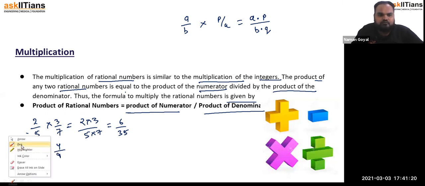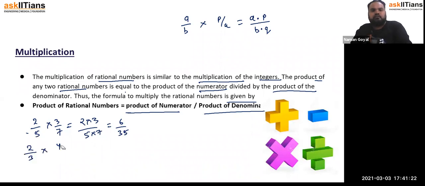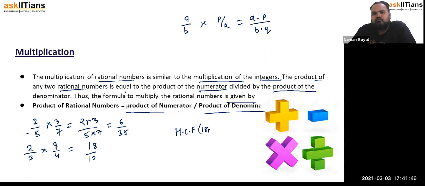We can take 9 by 4. Let me erase this. It will be 9 by 4. Okay. Let me take the pen. So if you multiply, you get 18 upon 12. Now this is not in simplest form, so you have to simplify and make it in standard form. The HCF of 18 and 12 is what? Tell me the HCF of 18 and 12. 6. So this can be written as 18 divided by 6 upon 12 divided by 6. So it will be 3 by 2.